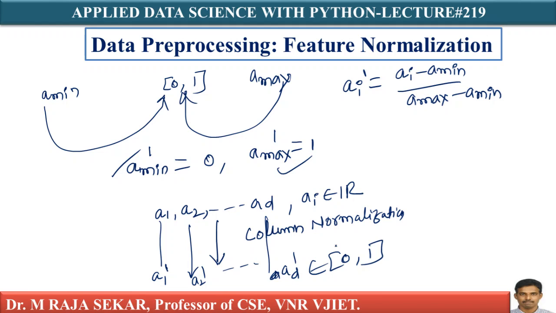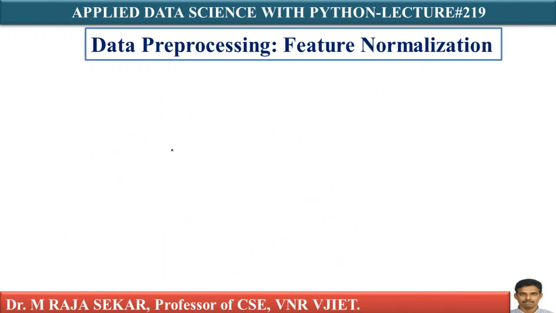Well, do you understand why we are doing this column normalization? So that all values come between 0 and 1. Suppose I am collecting heights and weights as two features. Let me say my first feature F1 is height, and my second feature F2 is weight.